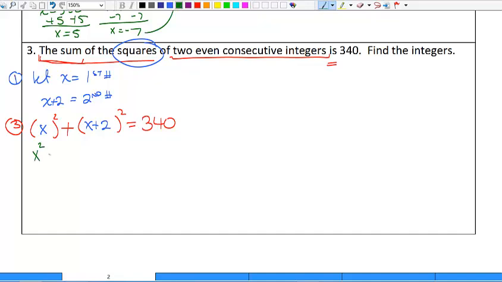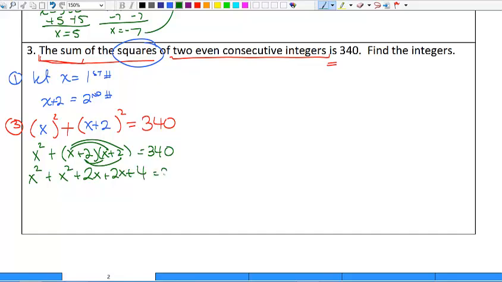Next, I'm going to distribute the x plus 2 binomial squared. I really can't do that in my head unless you've memorized the formula for it. Otherwise, you'll miss the middle term. So I'm just going to go ahead and write it out longhand. x squared plus 2x plus 2x plus 4. Add like terms, I'm getting 2x squared plus 4x plus 4 equals 340.